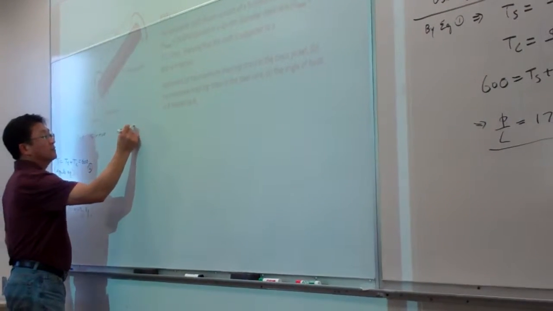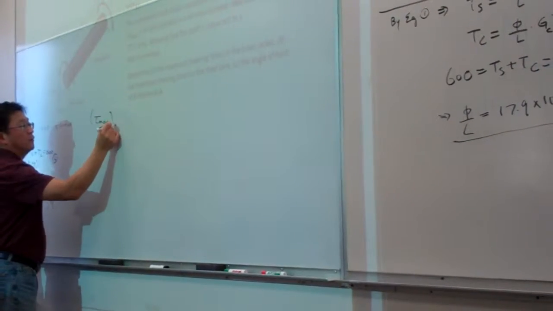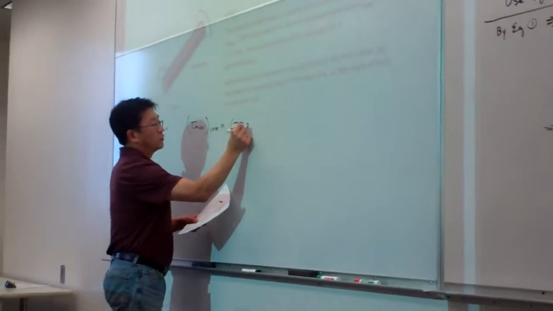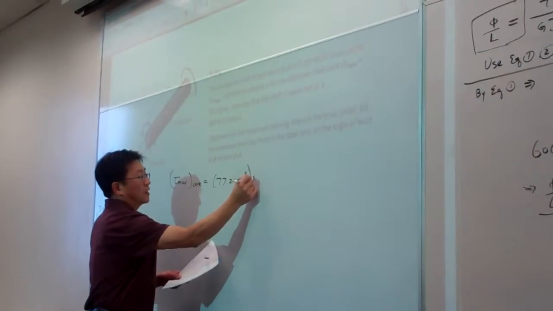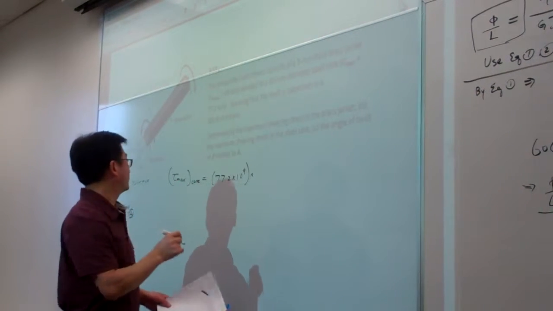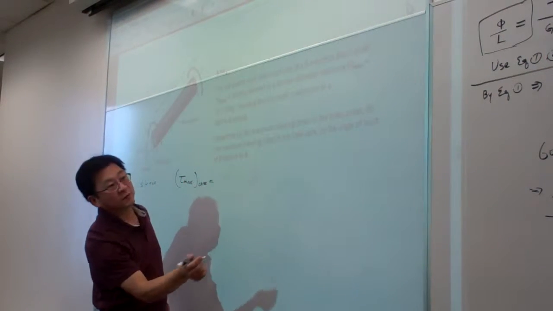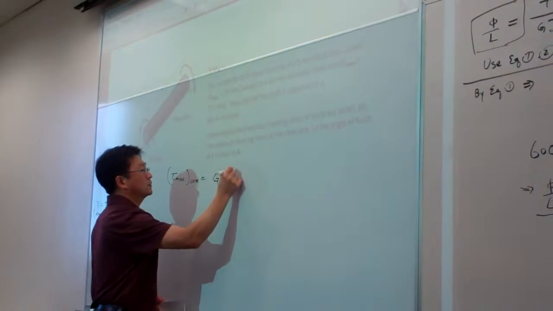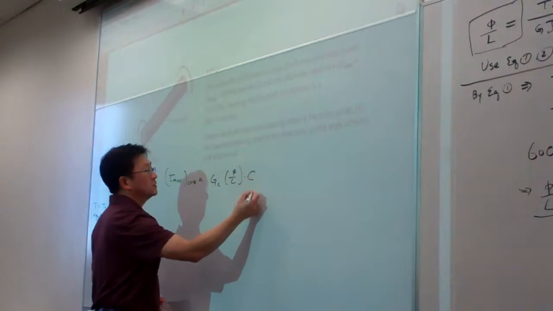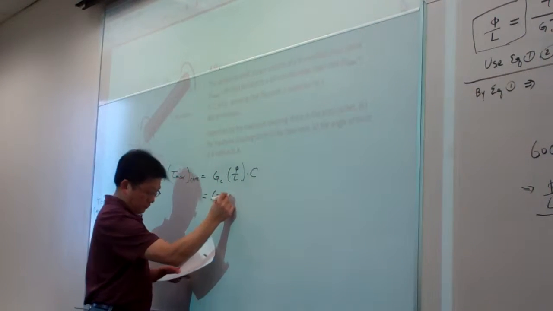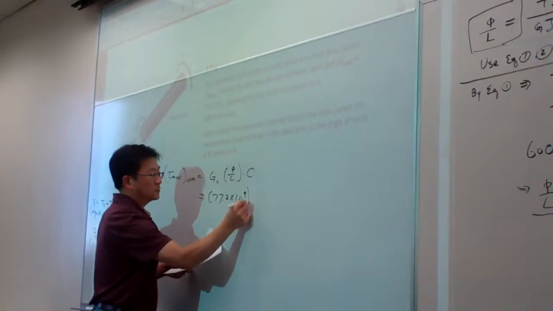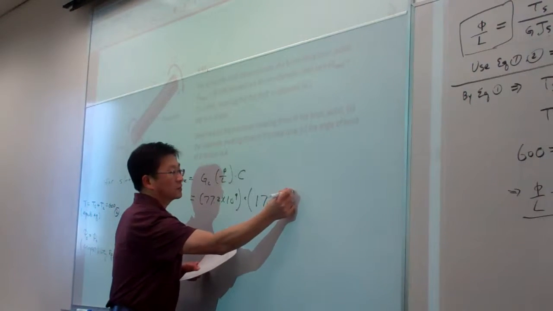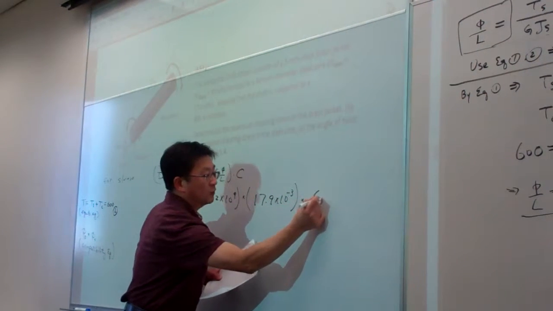And then the maximum in the core, we plug in the information here. It is 70.2 times 10 to the 9th, and let me repeat, that is GC times phi over L times C. So that is 70.2 times 10 to the 9th times 17.9 times 10 to the minus 3 times 0.02.